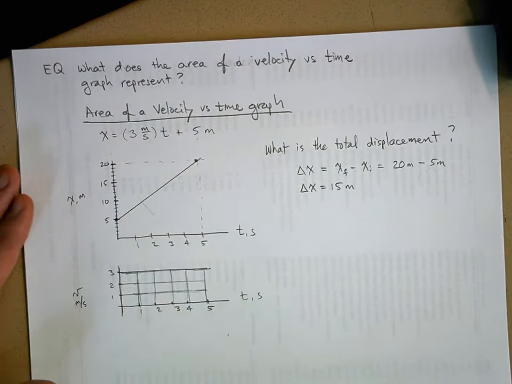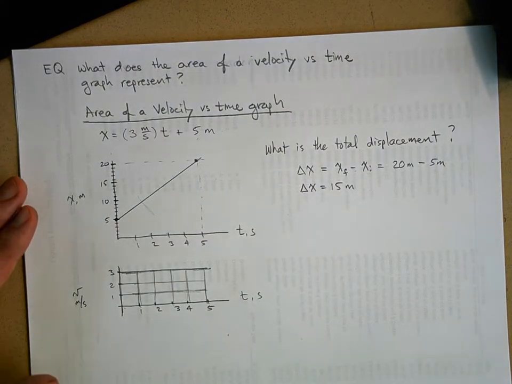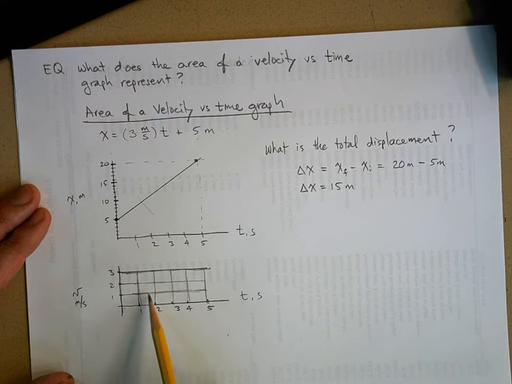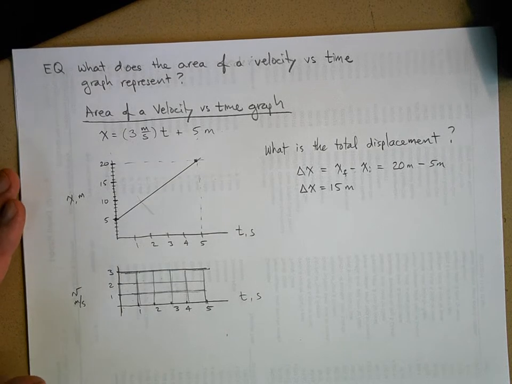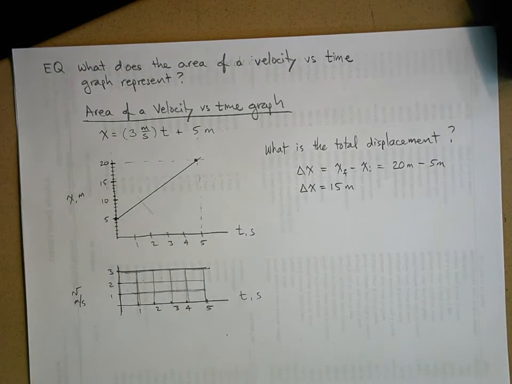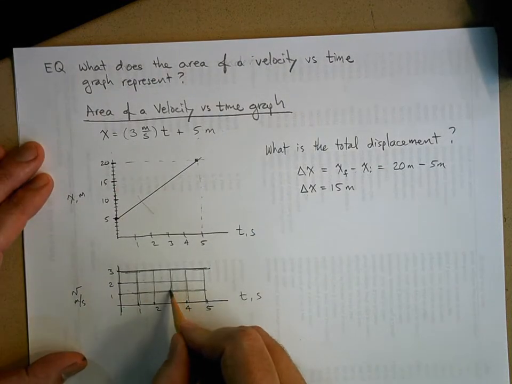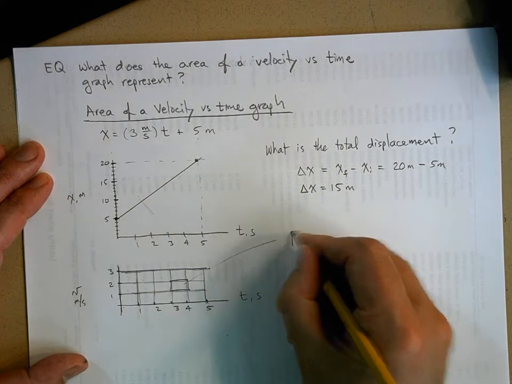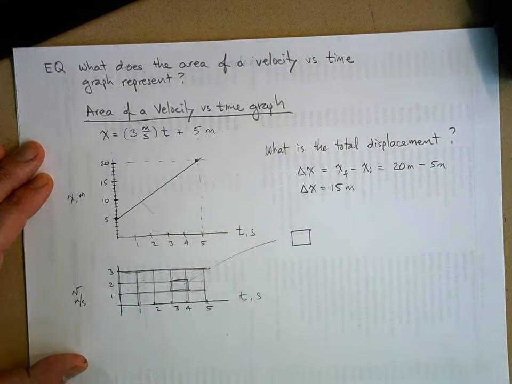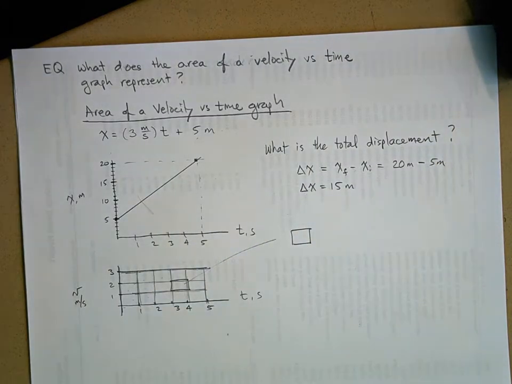How many little squares are there? 15. Okay, I'm going to look in detail at one of these little squares. Just randomly pick this one right here. So I'm going to redraw it. This little square. It doesn't have to be a square, it can be a rectangle, depends on how you scale it.